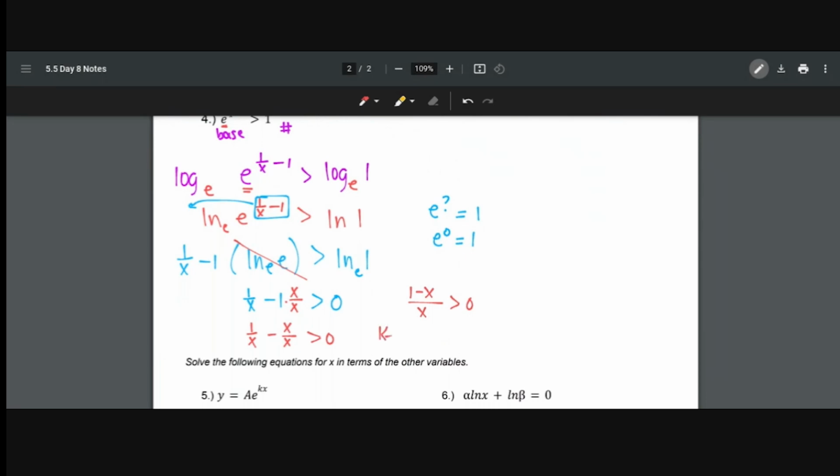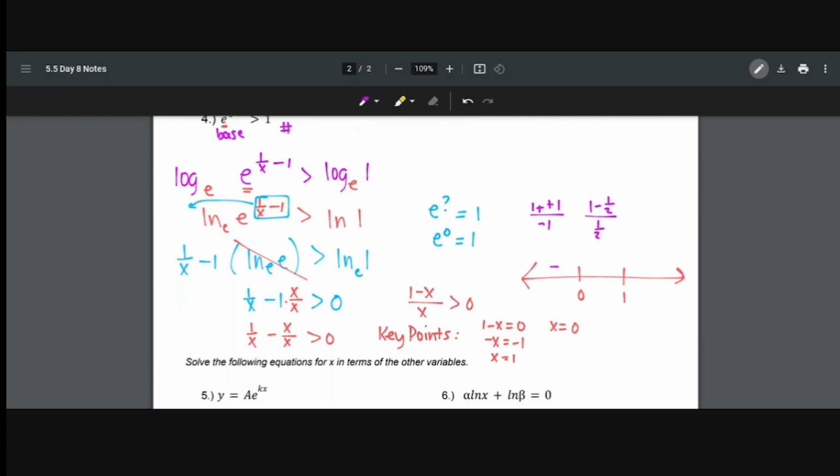All right, so let's look for our key points. What makes my numerator equal to 0? What makes my denominator equal to 0? We've got negative x equals negative 1, so x equals 1, and x equals 0. I'm going to look at my number line, and I'm going to put in 0 and 1. All right, so I'm going to substitute in some values to test some points. So a number that's less than 0 is negative 1. So 1 minus negative 1 over negative 1, that gives me 2 over negative 1, that's a negative 2. So that's negative. A number between 0 and 1, I'll go with 1/2.